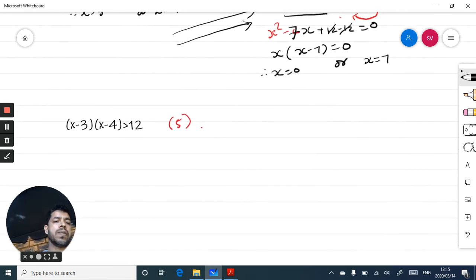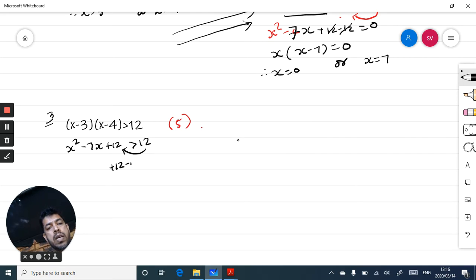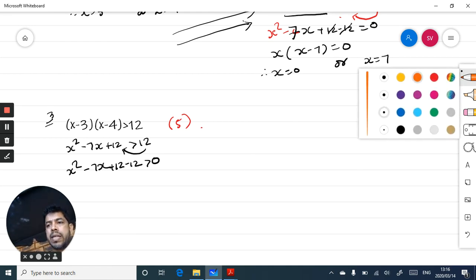Okay, this is the third kind of example, which might be asked as an inequality question. It says: for what values of x is the multiplication of the 2 brackets greater than 12? We're going to follow exactly the same method by multiplying these 2 brackets. It will give me x squared minus 7x plus 12 greater than 12. Transpose 12 to this side, so plus 12 and minus 12 greater than 0. What I'm left with is x squared minus 7x, so plus 12 and minus 12 will get cancelled.